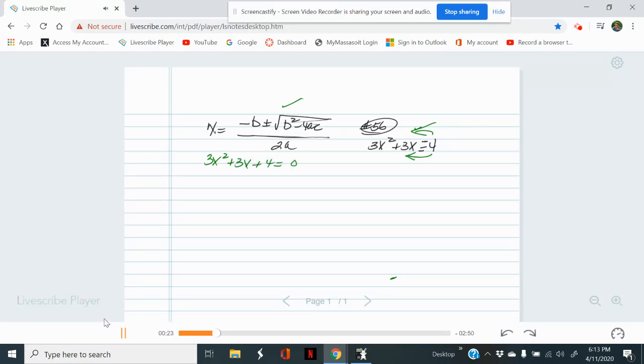And then once I do that, I realize that my A is 3, my B is also 3, and my C is equal to a positive 4.